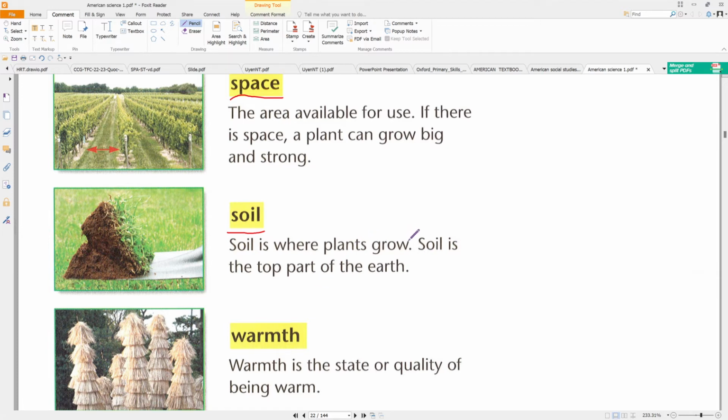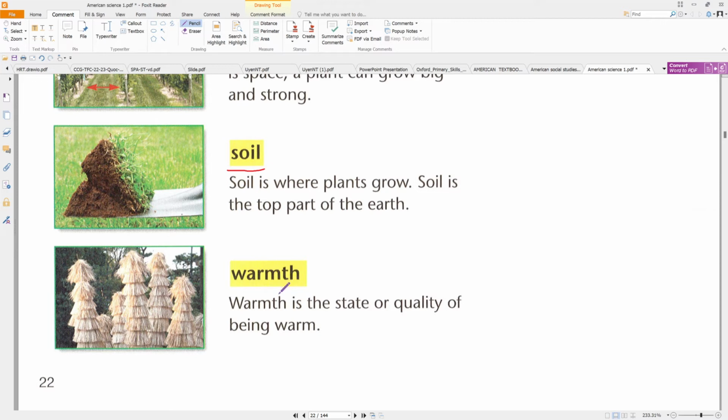And also, soil is the top part of the earth because we walk on the soil, just like the dirt. You see the picture? The dirt is just like the soil, but soil is much harder, and sometimes soil could be any color.